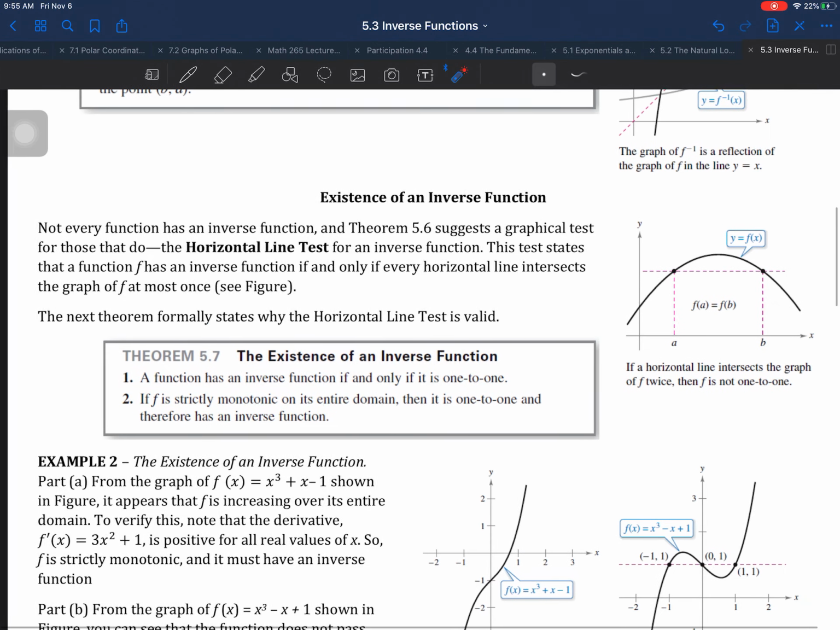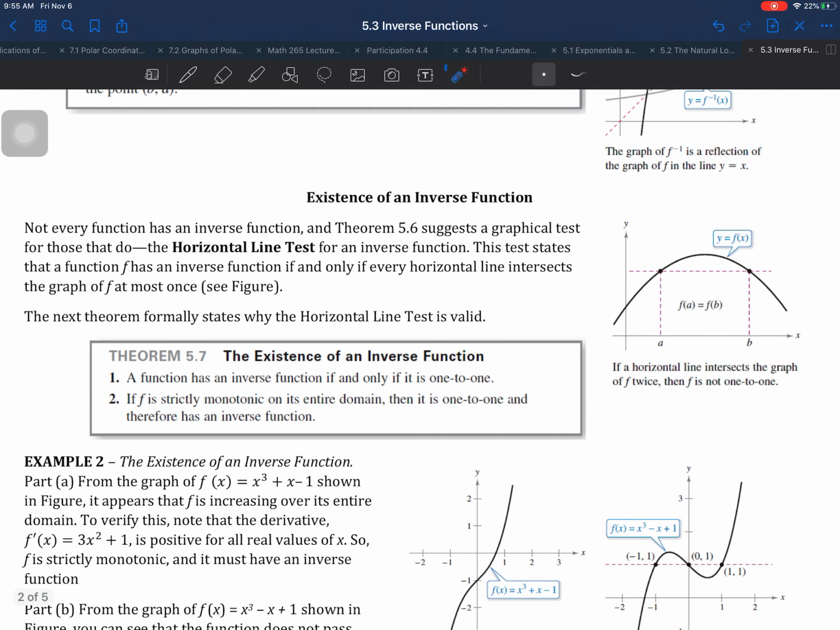Okay, moving on. In the next section, we're going to discuss the existence of an inverse function. It's important for us to know when a function has an inverse, so we're going to develop a theorem where we're able to check this. As we mentioned before, not every function has an inverse function.